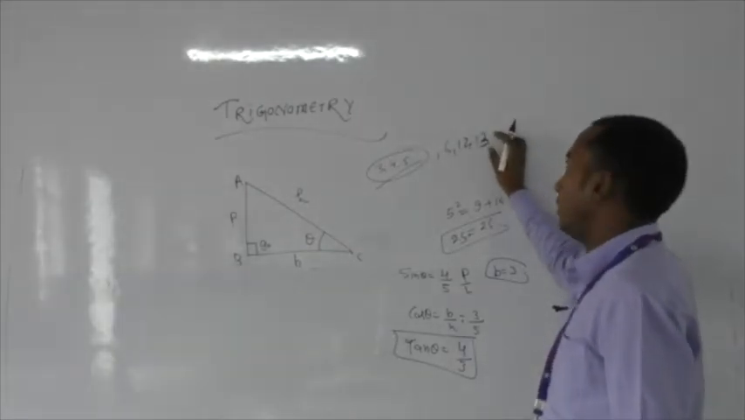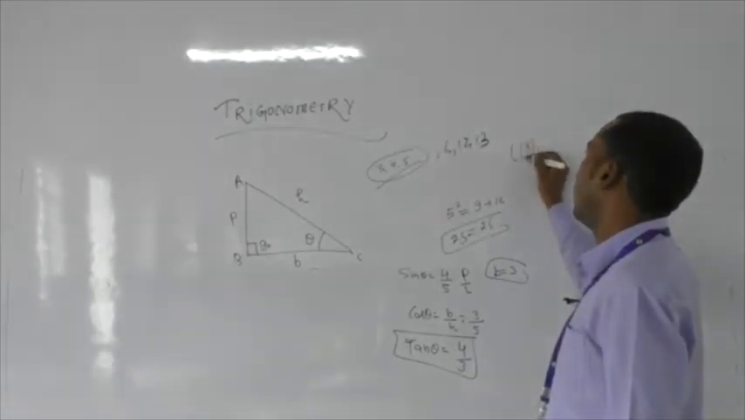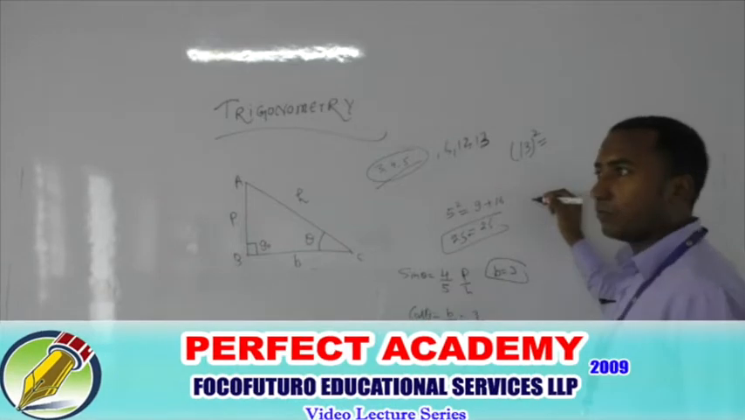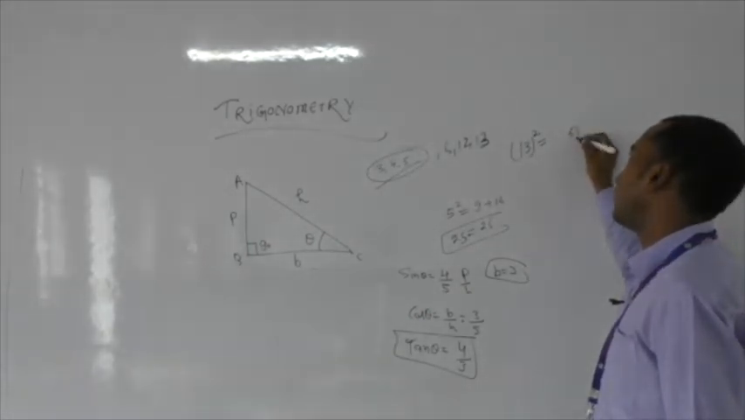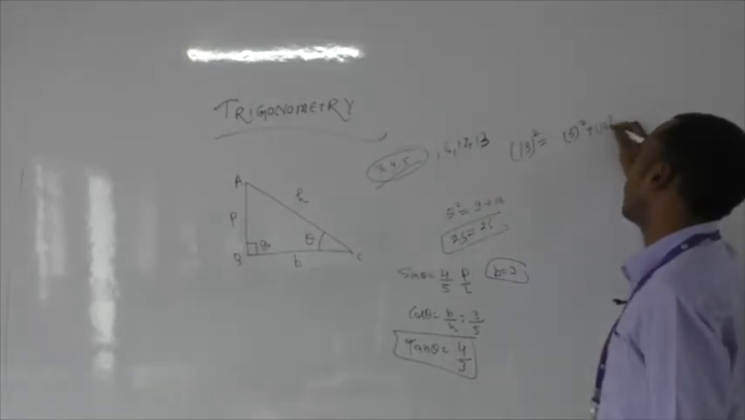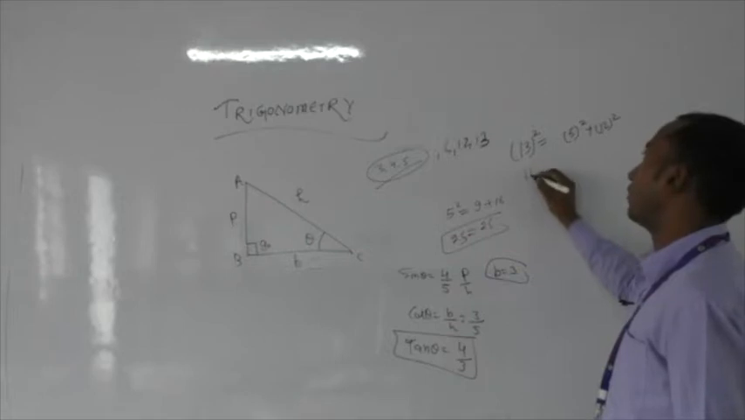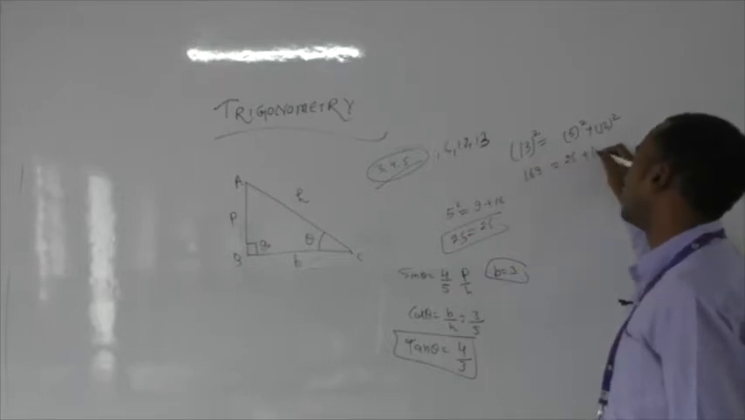So I told you, the square of the largest side will be the sum of the squares of the remaining two sides. The remaining two sides are 5 and 12. So 5 square is 25, and 12 square is 144. 13 square is 169.